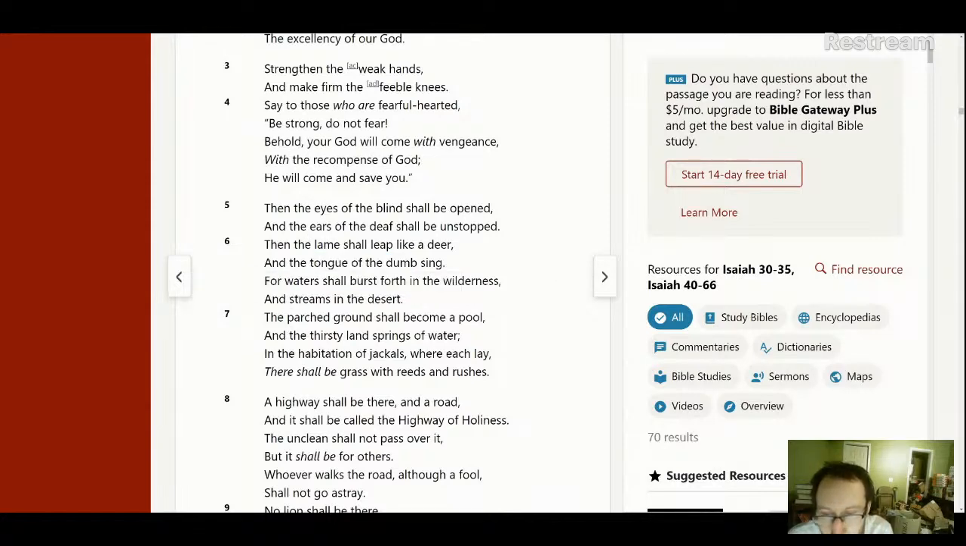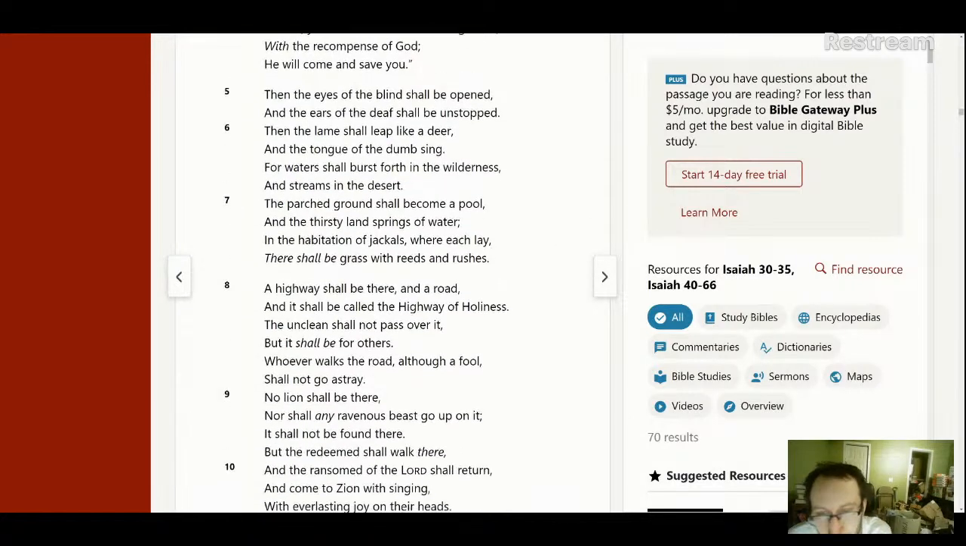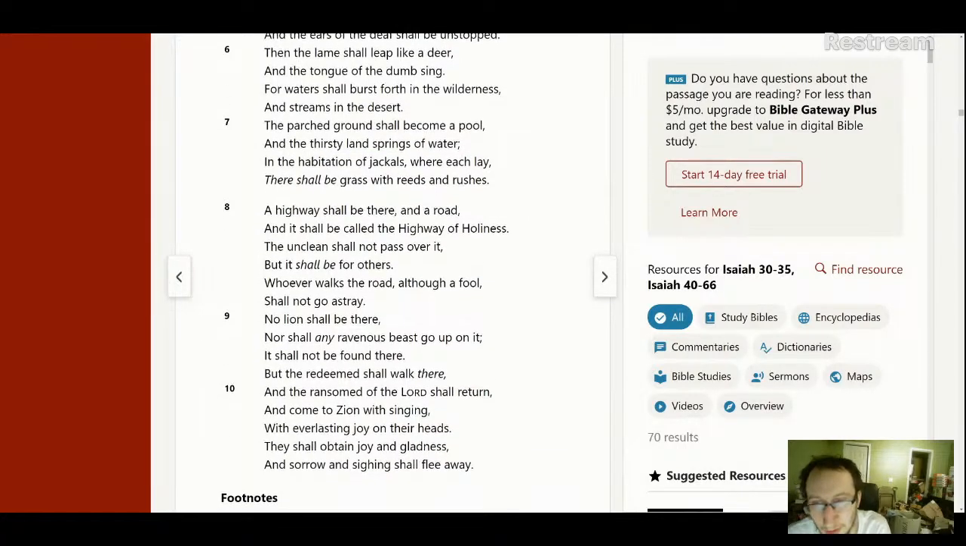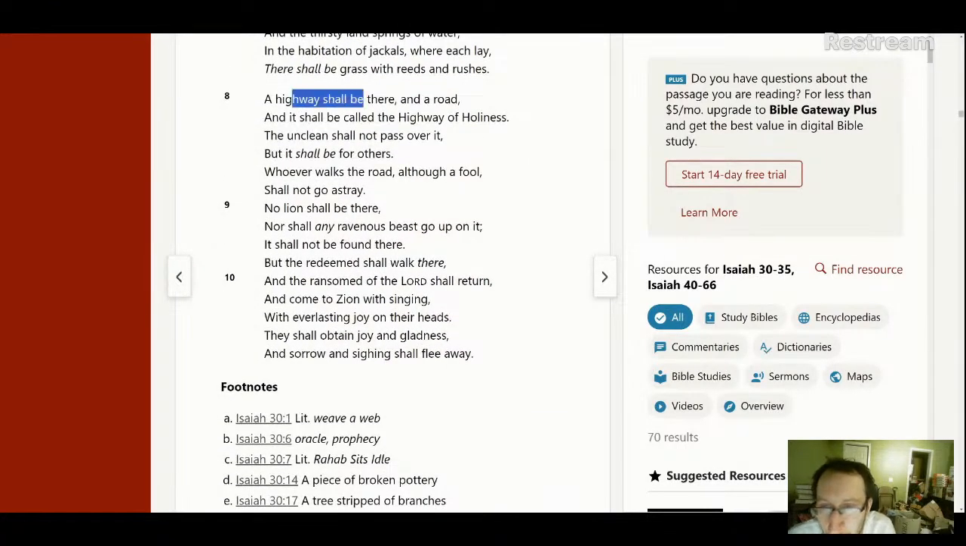For waters shall burst forth in the wilderness, and streams in the desert. The parched ground shall become a pool, the thirsty land springs of water. In the habitation of jackals, where each lay, grass with reeds and rushes. A highway shall be there.